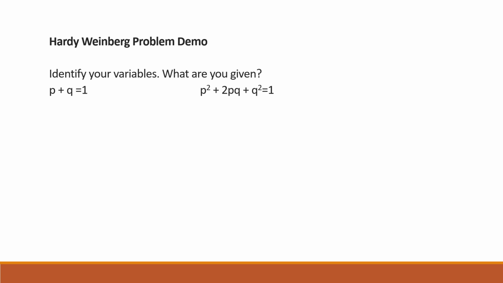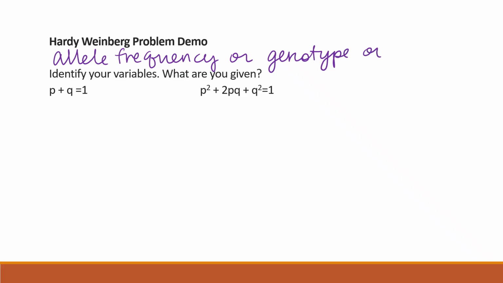This video will cover a couple of Hardy-Weinberg demo problems. The first thing we need to do when we start with a Hardy-Weinberg problem is identify the information that you are given for the problem. For all of the problems, you'll want to identify if you are being given allele information or allele frequency information, or information about the genotype or phenotype.